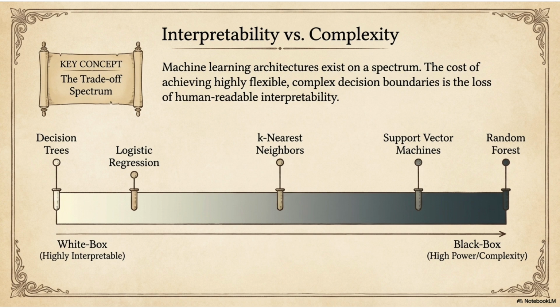Trade-offs exist. Trees are clear and explainable. Random forests are powerful but less transparent. You often gain predictive strength at the cost of clarity.